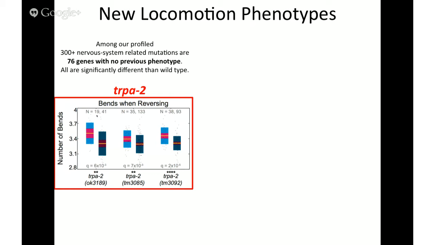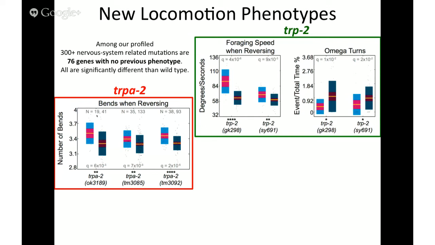This is TRP2. It actually had a phenotype for, I believe, nicotine, if I remember correctly. But basically had no locomotion phenotype, right? So no one had ever observed just this regular worm when it moves on plate being different than its controls. And in fact, we are able to ascribe two phenotypes to that. This is not part of the 76 genes which had no previous phenotype. This is just to convince you that even genes that had a phenotype, we're able to discover a little bit more detail for that particular phenotype.